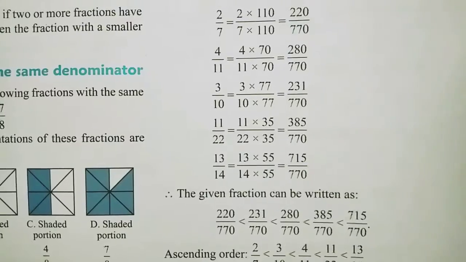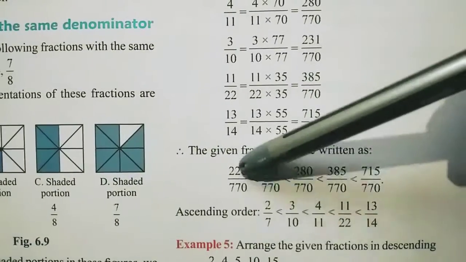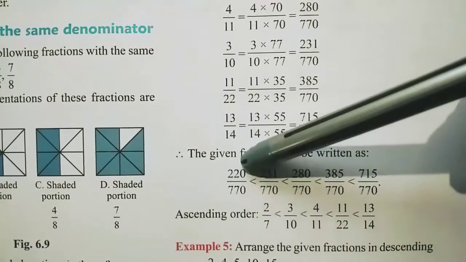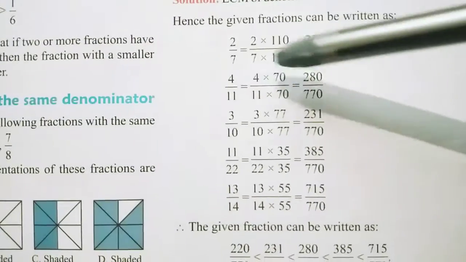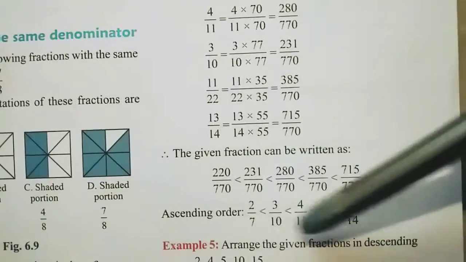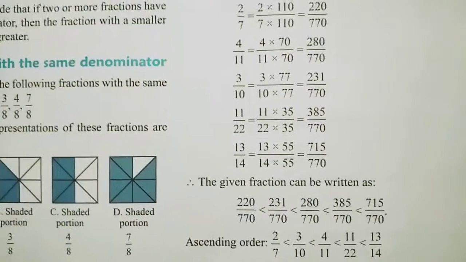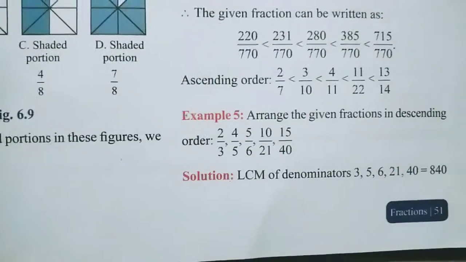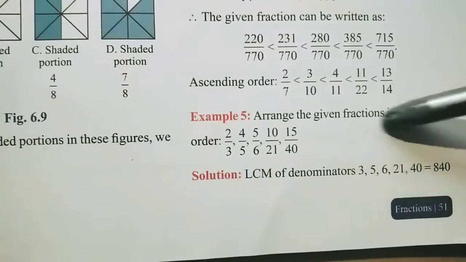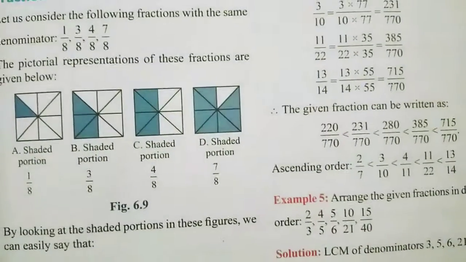All the denominators are the same. Now you have to write the original fractions. The original fraction of 220 by 770 is this one, and from here you have to write all the original fractions at the end. This is the way of comparing and arranging the fractions. Very easy. Example number 5 is given to arrange the fractions in descending order. Do it the same way. See the next page where it is given.